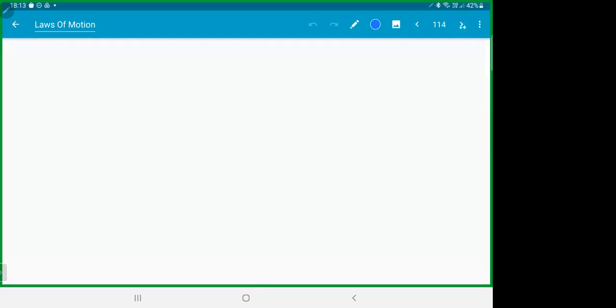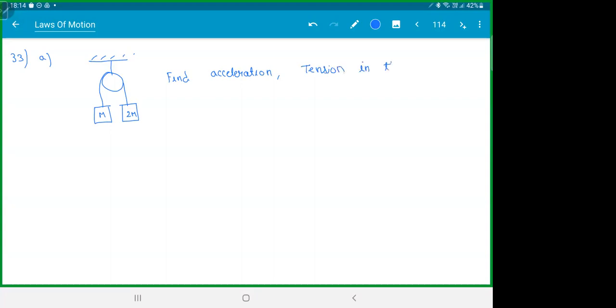Last thing was 32. So we have a block M here, block 2M here. Find acceleration and tension in the string. Let's get this. Easy one.